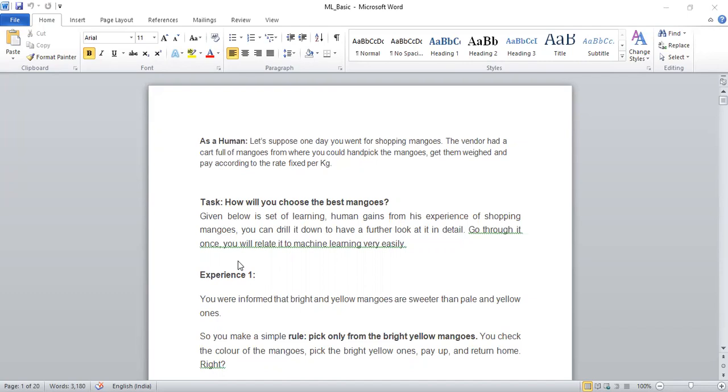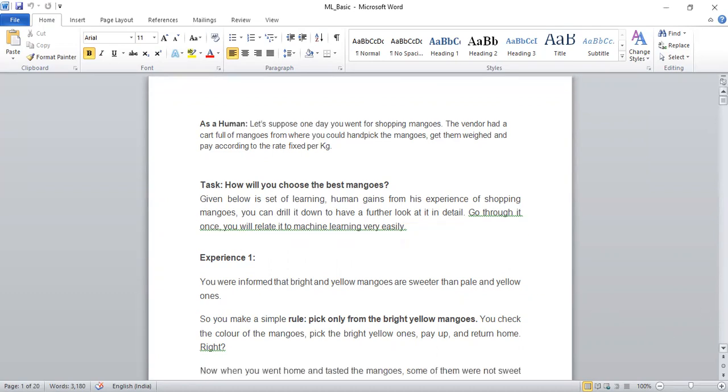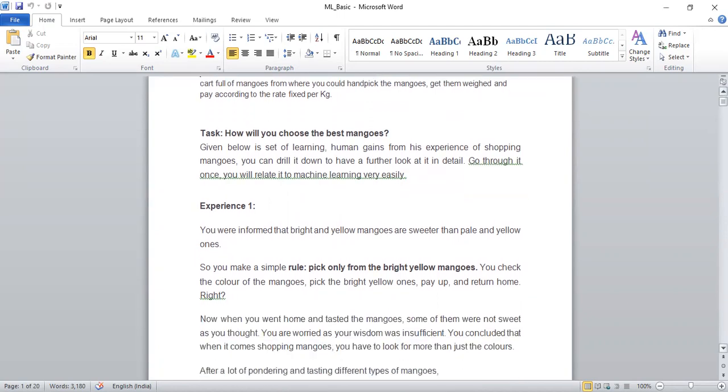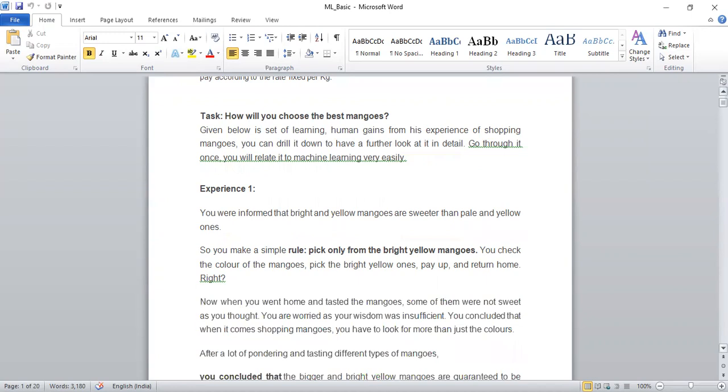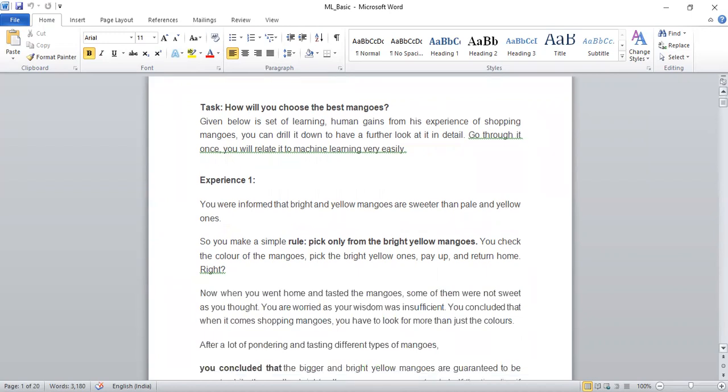So task, how will you choose the best mangoes? Look, given below is the set of learning a human gains from his experience of shopping mangoes. You can drill it down to have a further look at it in detail. Go through it once, you will relate it to machine learning very easily. First is experience. You have to gain experience. That is how when you buy mangoes, that experience helps you decide which mangoes are best, which mangoes you are going to pick.